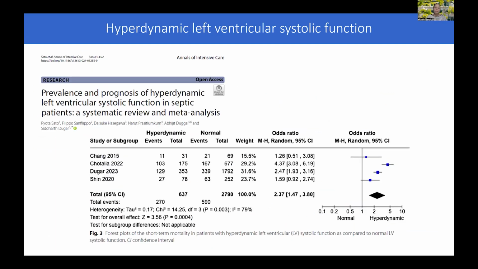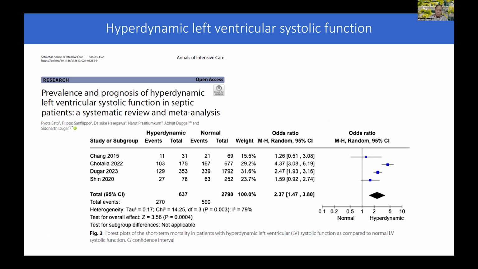Now, I mentioned nuances in the data, and in recent years, we have come to understand that septic cardiomyopathy or sepsis-induced myocardial dysfunction may not just be manifested as a decrease in systolic function, and in fact, an increase in systolic function also occurs, so the hyperdynamic LVEF.